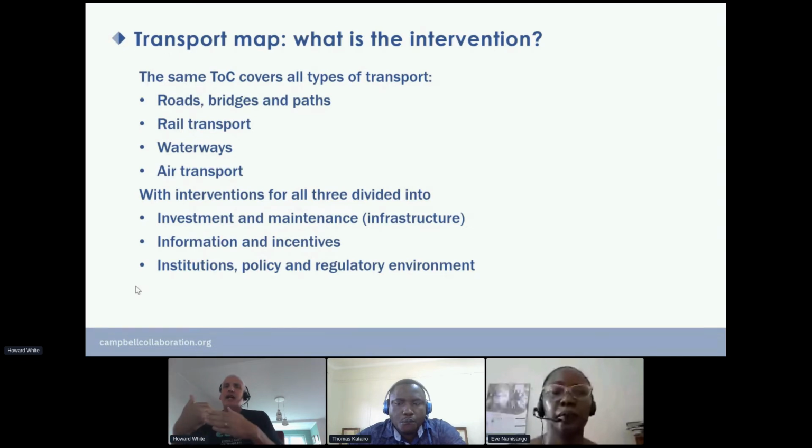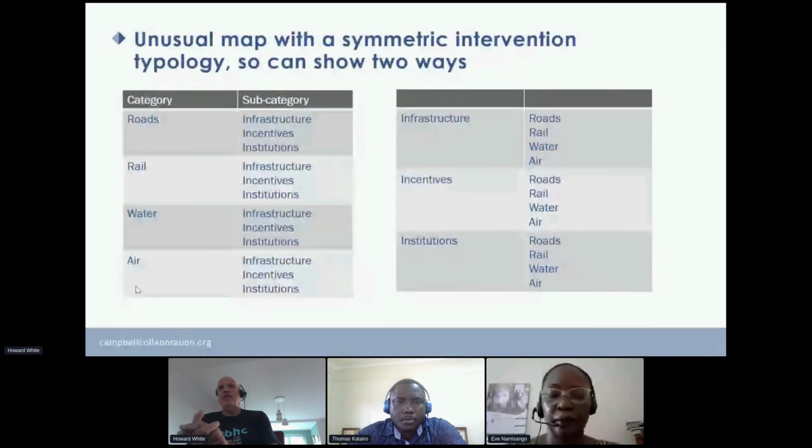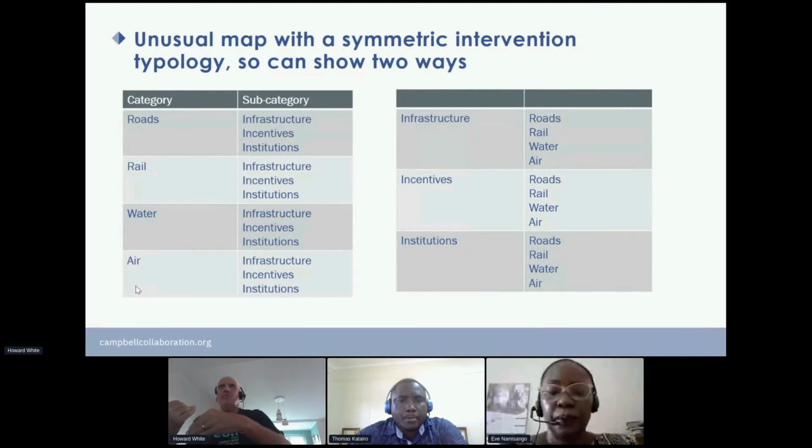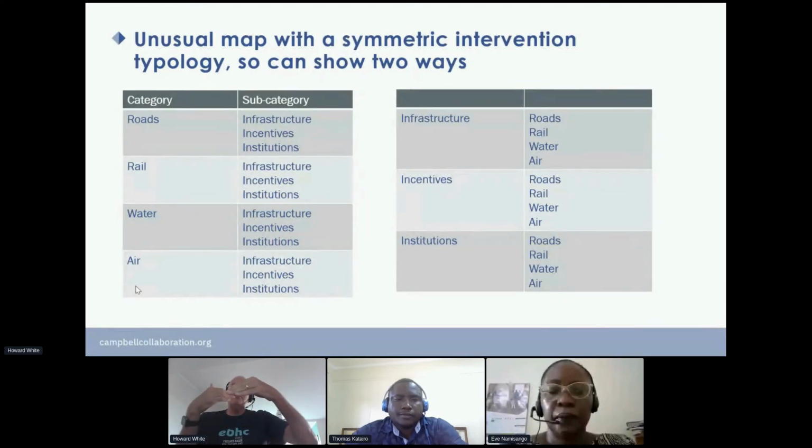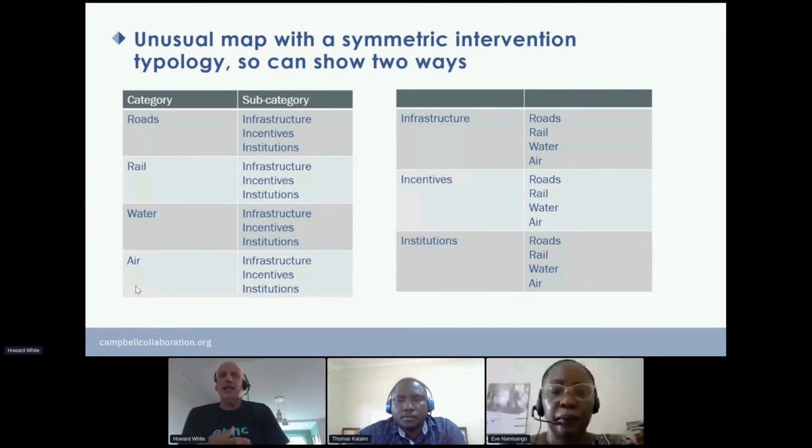That came from looking at existing literature to inform the framework. But it worked really well. I've not seen any map that has this other than this one, where we've got a symmetric intervention topology. And by a symmetric intervention topology, I mean that we've got the same subcategory labels for every category. That's not usually the case. And when you've got that symmetry in the intervention topology, it means you can actually switch them.